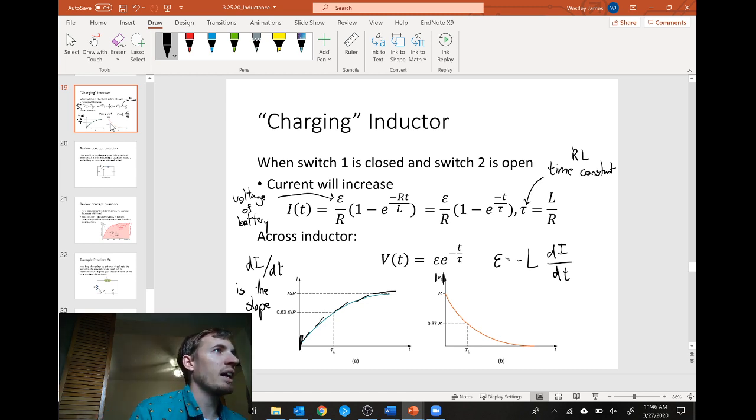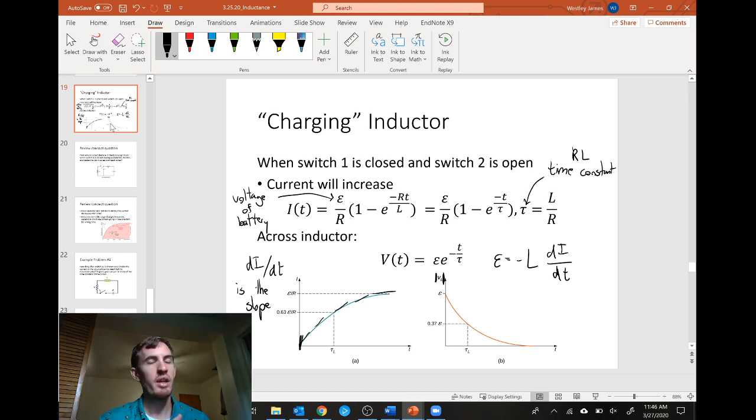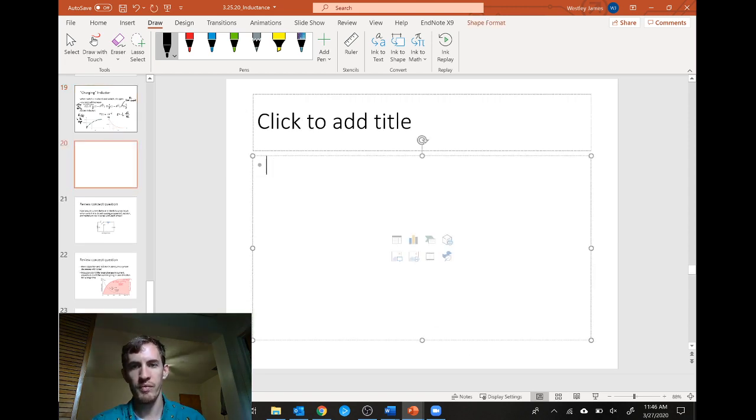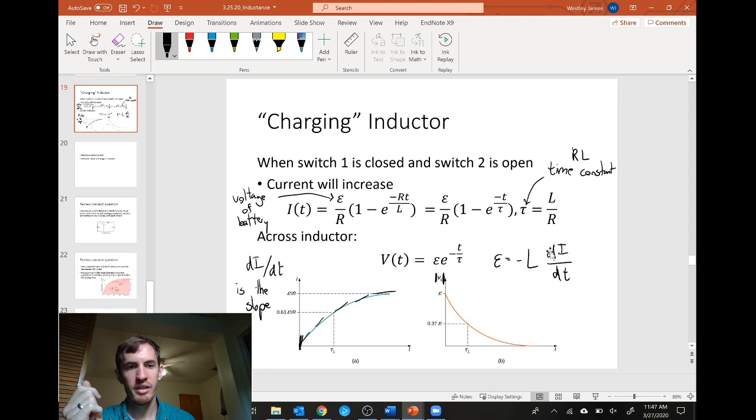So Devin asked, so resistors resist voltage and solenoids resist current. No, resistors resist current. Inductors, aka in this case solenoids, inductors resist change in current. So resistors resist current. Inductors resist a change in current. Inductors don't care how much current there is, they care how quickly the current is changing. And we can see that here. Inductors care about the rate of change of current.